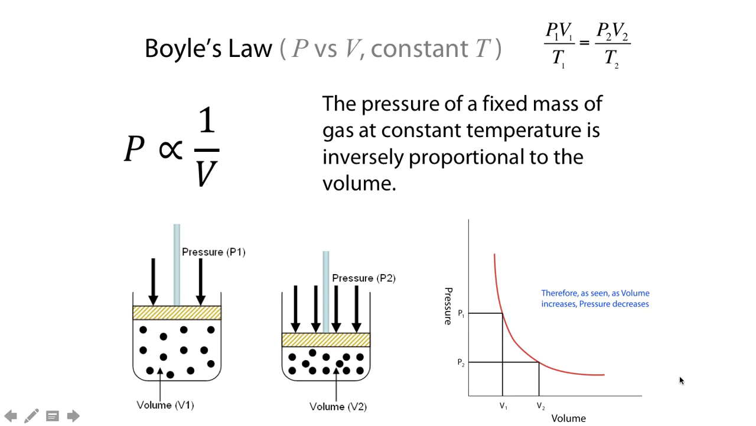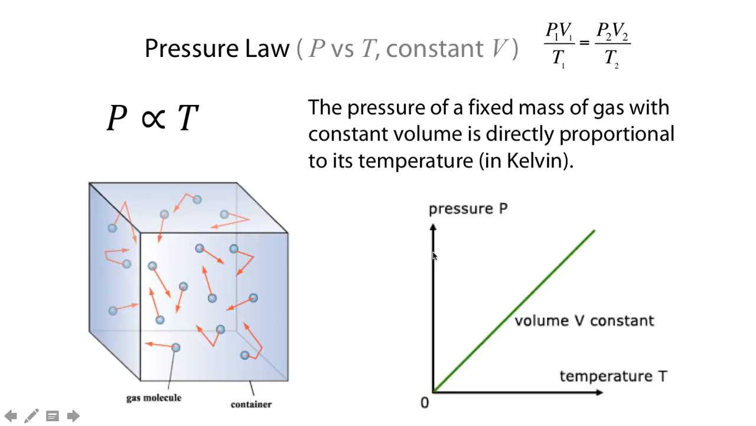The graph will look like this curvy graph here. If you want to produce a straight line graph, then you'd have to graph pressure against 1 over volume, or, as I said, vice versa. So that's Boyle's law. The pressure law has constant volume. That's another nice, fairly simple situation.